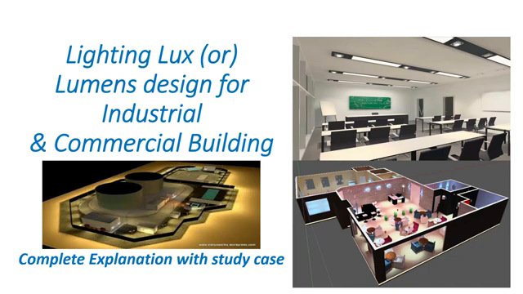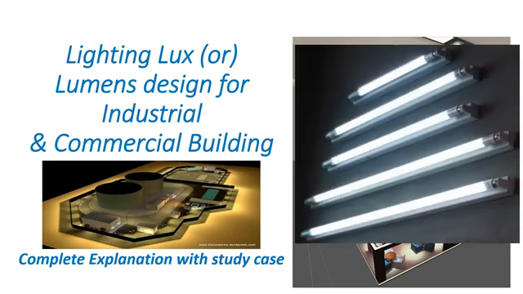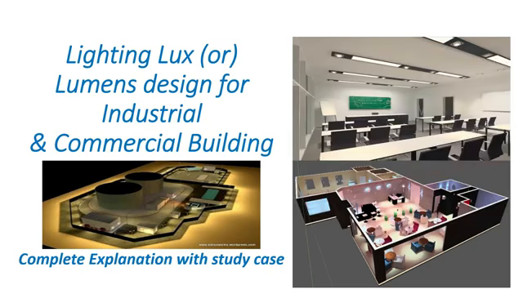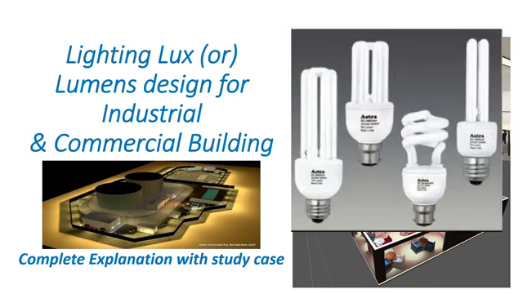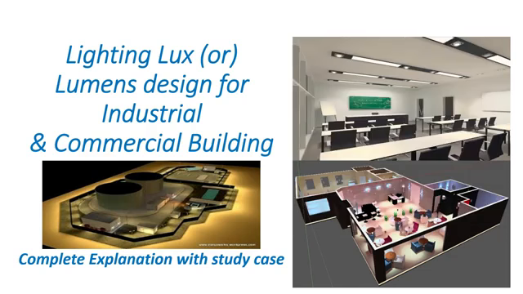Lighting lux means, as electrical engineers or electrical persons, we know the lamps require a certain electrical power, which is mentioned in watts. For example, a fluorescent lamp or any lamp, the watts mentioned is how much input power it requires. Similarly, the output of the light, how much brightness it produces, is mentioned in the unit of lumens or lux. So this is called lux or lumens.